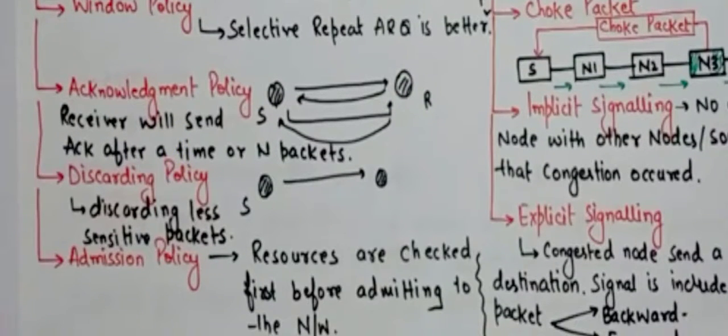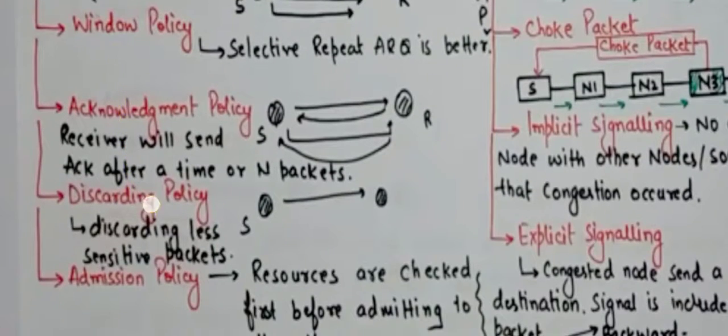Next one is discarding policy. What is meant by discarding policy? The discarding policy is nothing but discarding the less sensitive packets from the network. The packets which are not required from source to destination, we have to discard, in order to avoid or prevent congestion.